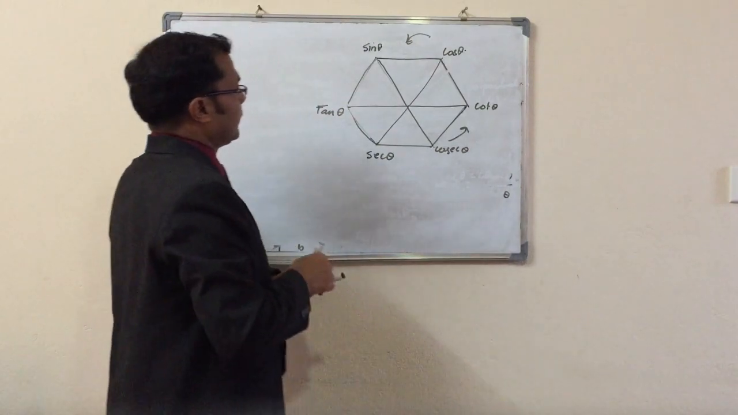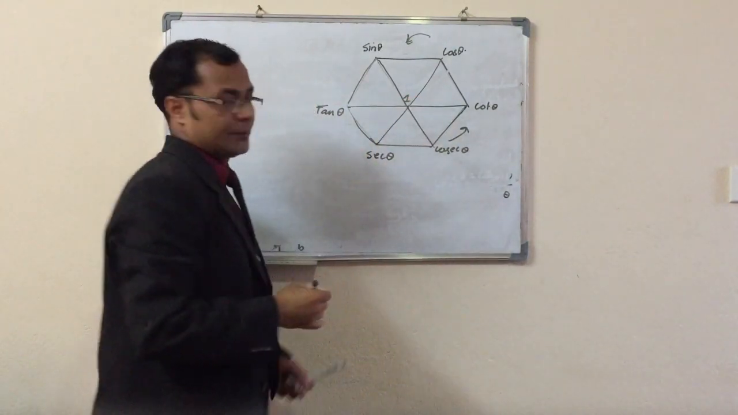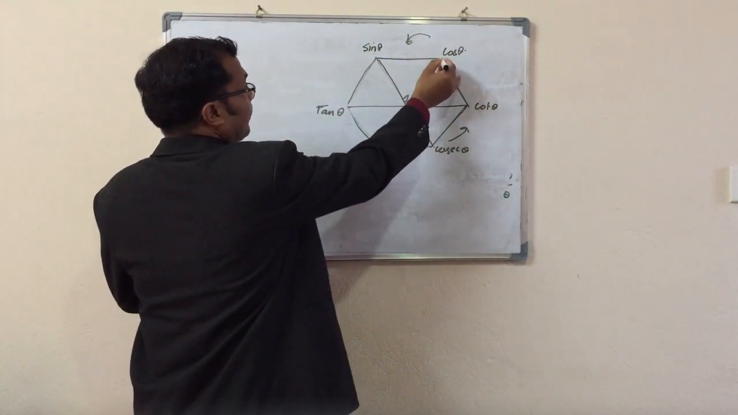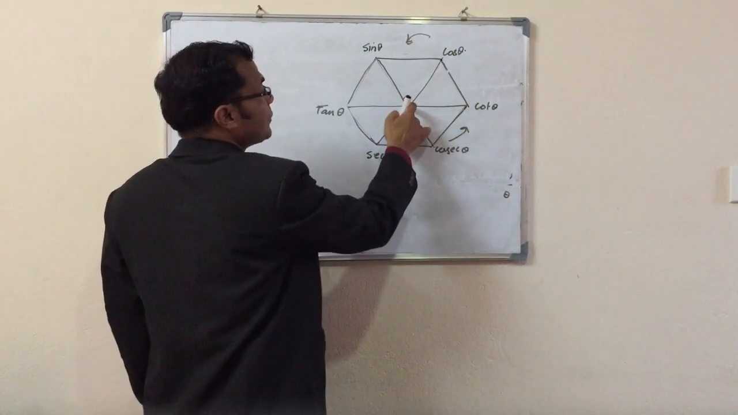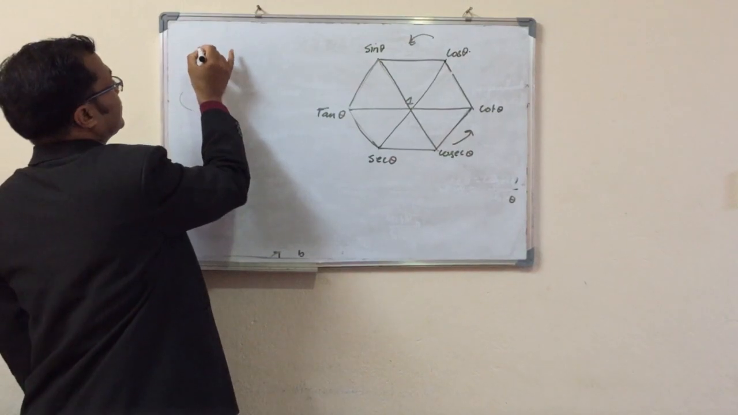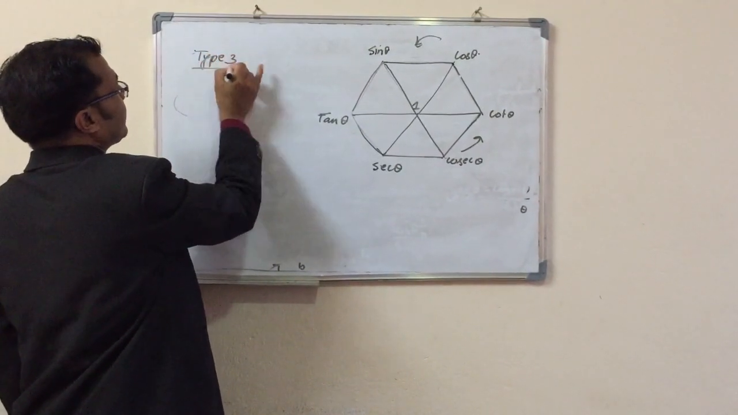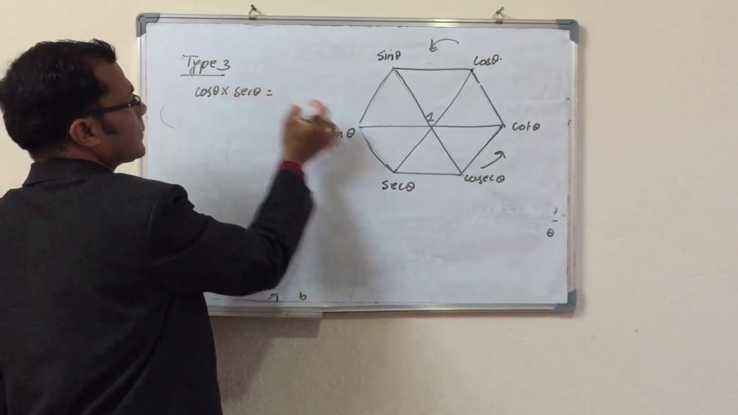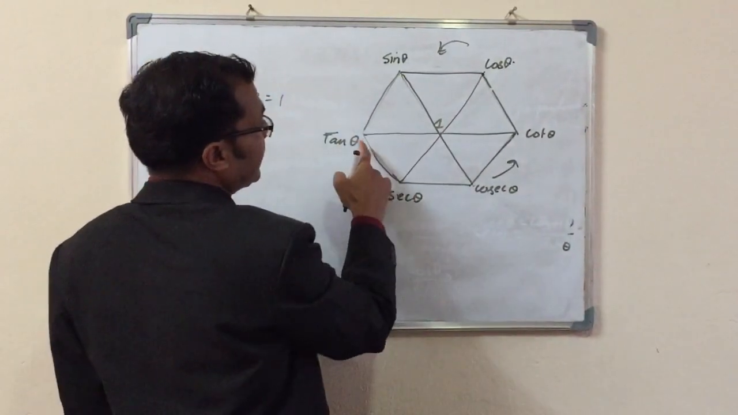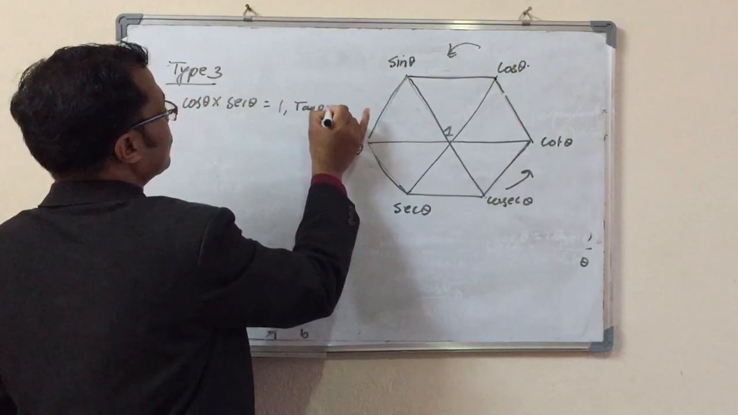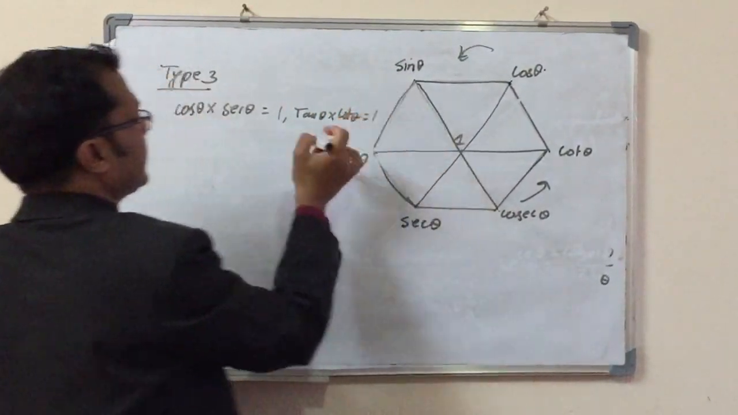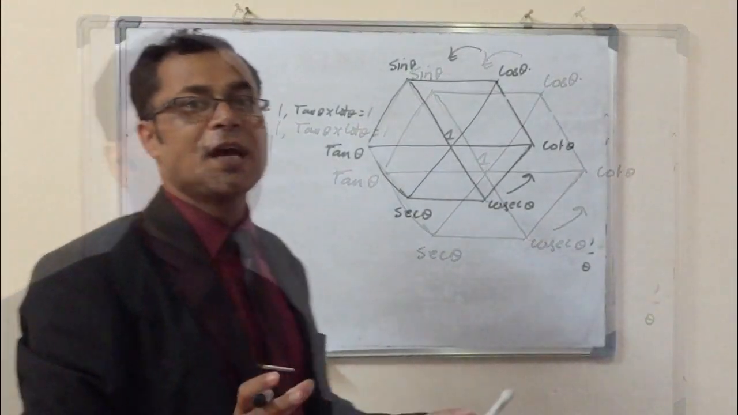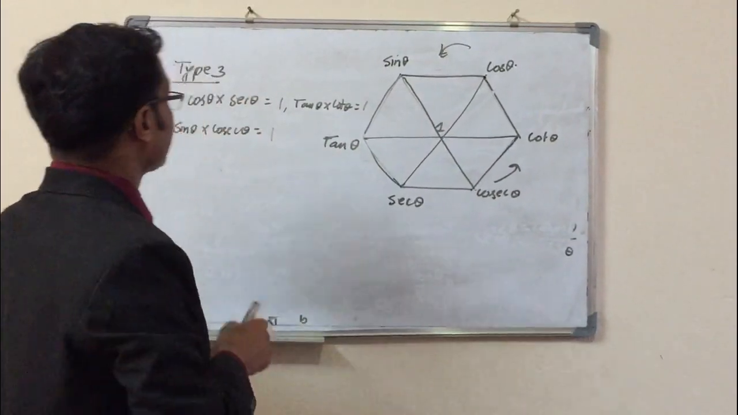Now see here. Let's put a one over here, at the point of intersection of the diagonals. Now it becomes very simple. See the opposite ends of the diagonals. When you multiply them, you get the center one. So this is type 3. Just multiply them: cos theta into sec theta equals 1. Likewise, tan theta into cot theta equals 1. Likewise, sin theta into cosec theta equals 1. So this is how we made the next three formulas.